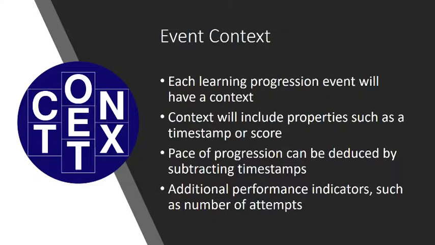So we can visualize the timestamps and do some time series analysis to see the pace of progression. We can also have a look at individual mini progressions, such as from unistructural to multistructural, by subtracting the unistructural timestamp from the multistructural timestamp, for example, and that would give us the length of time it took to progress from one to the next. We can also store additional performance indicators like number of attempts.